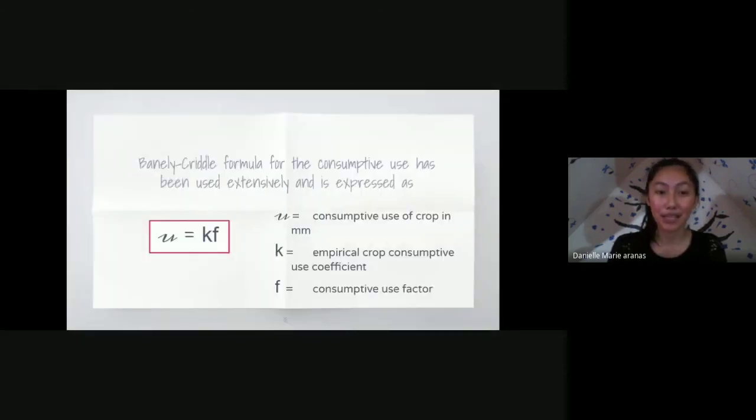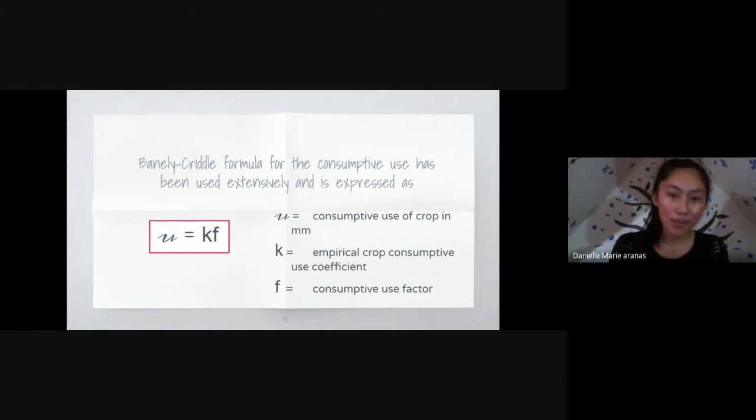I have here the Blaney-Criddle formula for the consumptive use, which has been used extensively and is expressed as Q is equal to, where Q is the consumptive use of crop in mm. I think it's U. Then the K, where the empirical crop consumptive use coefficient, it is small letter K, and F, the consumptive use factor. Now the quantities U, K, and F are determined for the same period.